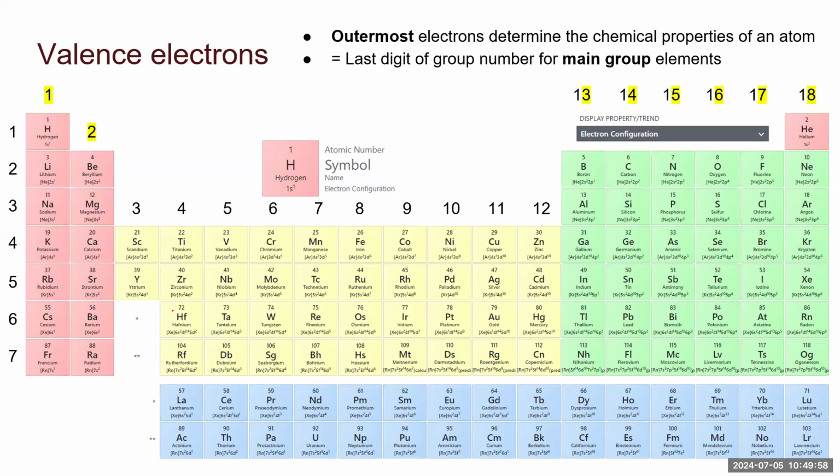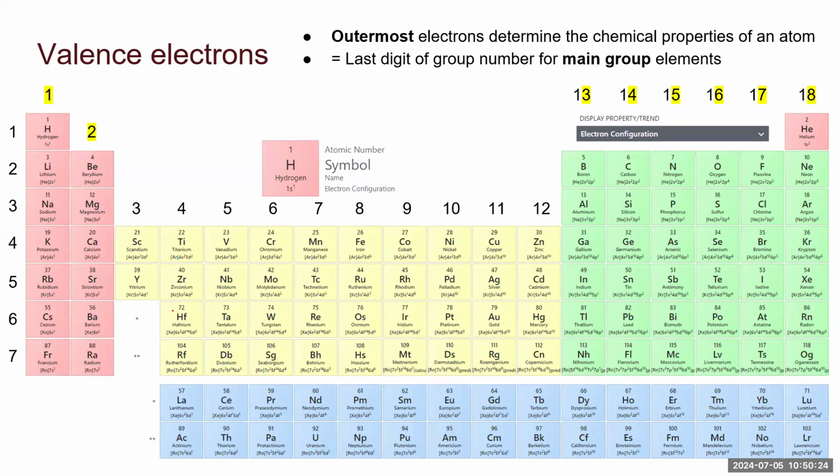Your main group elements are the S and P blocks. So from everything on the far left-hand side, those first 2 columns, and then on the far right, columns 5, 6, 7, 8, 9, 10. Those are your main block elements. So if I were to ask you something like oxygen, how many valence electrons does it have?